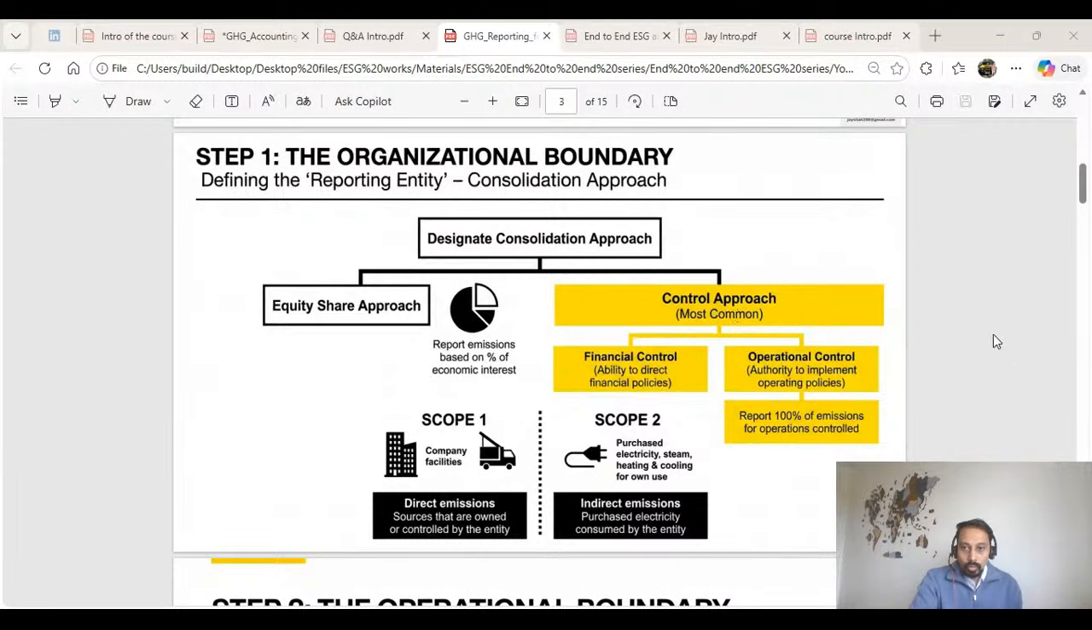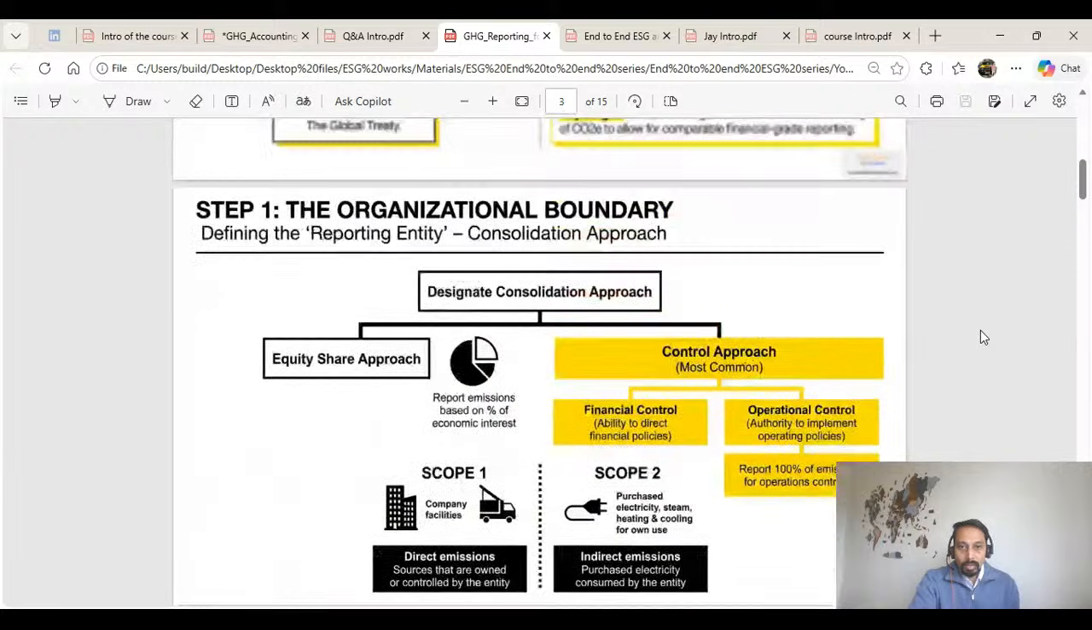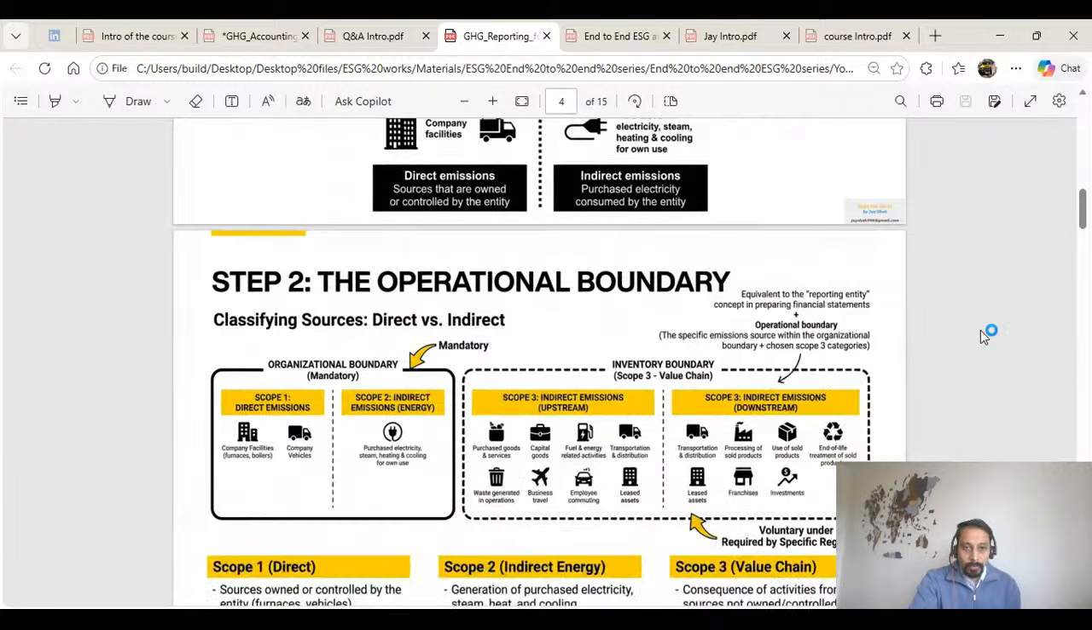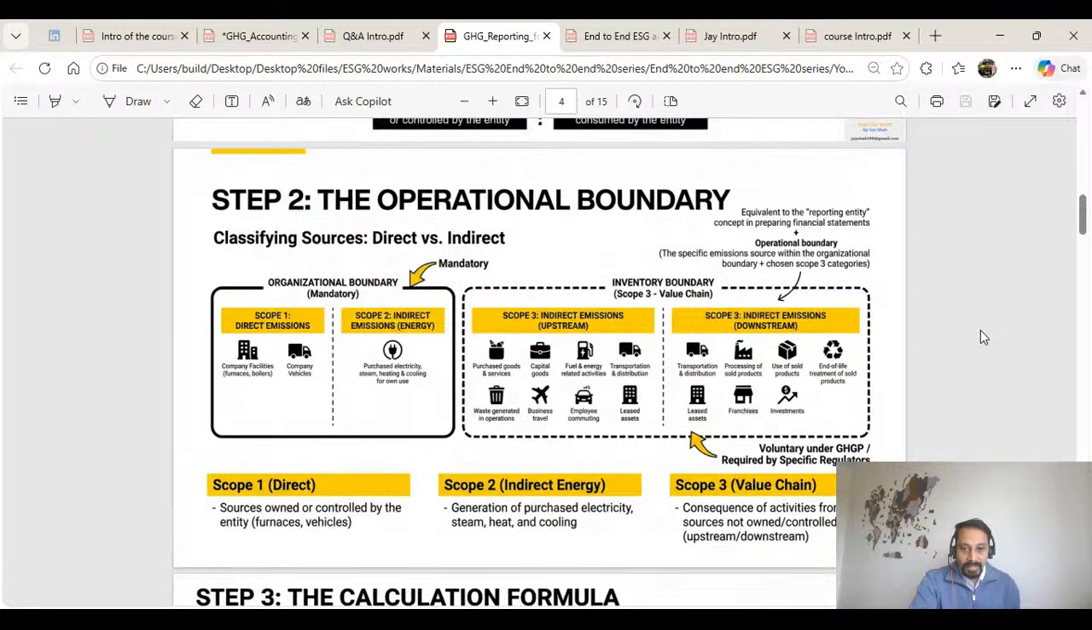Now you have decided the overall organizational boundary. Now step 2 is your operational boundary. You have decided that you are going for the operational control, and through that you also have to understand where your operational boundaries are. In that operational boundary, you have to classify emissions by type, not ownership. So scope 1 is the direct one, that is fuel burn in boilers, vehicles, generators. That can be part of scope 1, so that covers overall direct emissions.